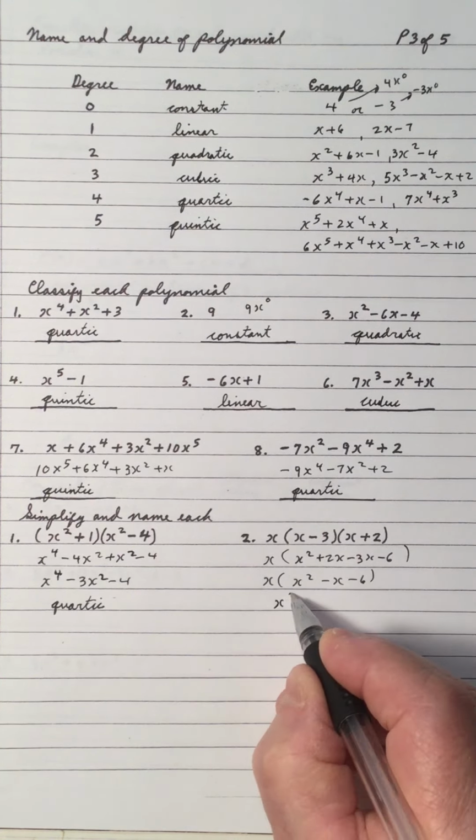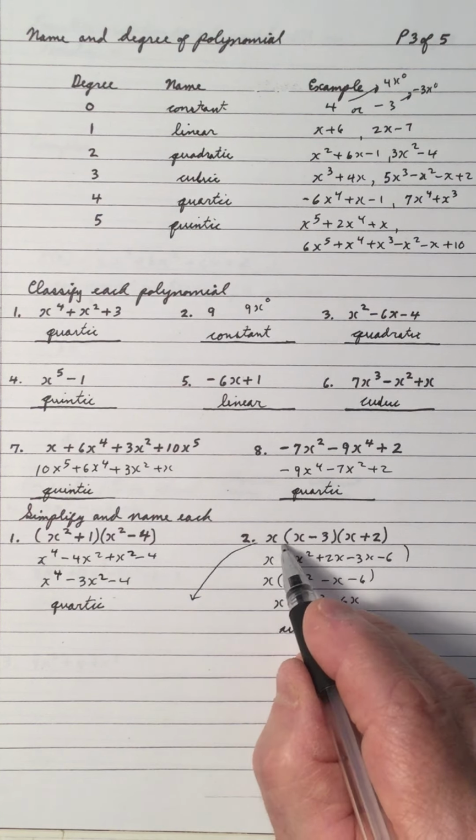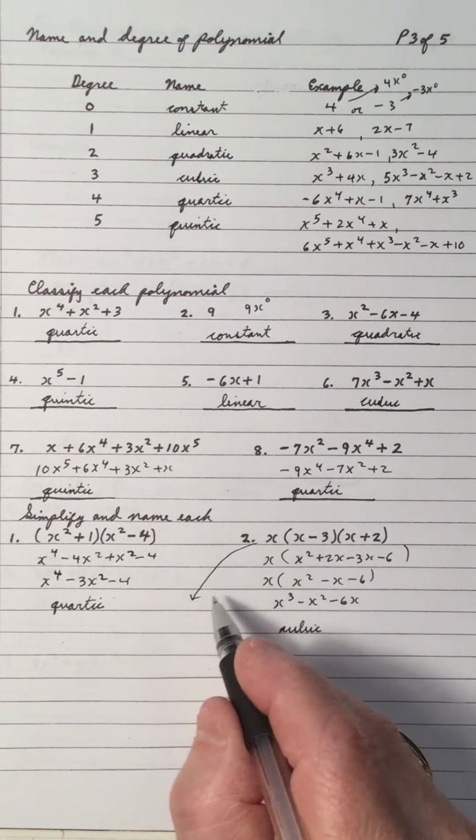And your degree is 3. So with degree 3, we have a cubic polynomial. Now you could multiply x by this one if you wanted to, but you've got to be careful. When I multiply x by this binomial, I do not multiply it by this one as well, because I can only do two multiplications at the same time.